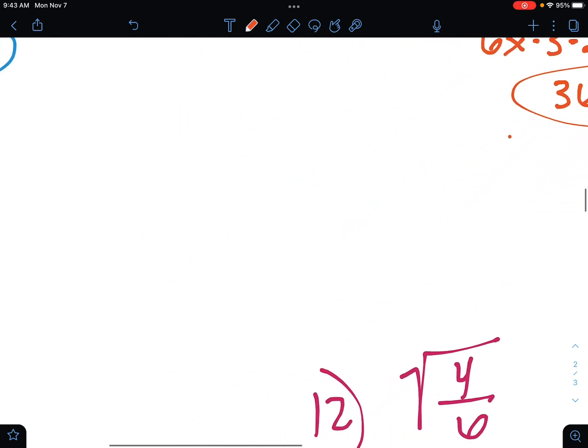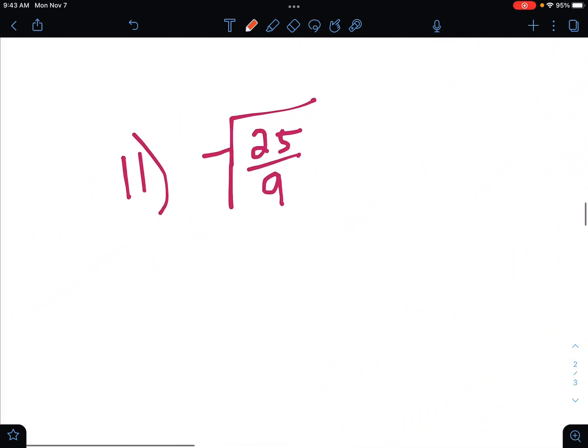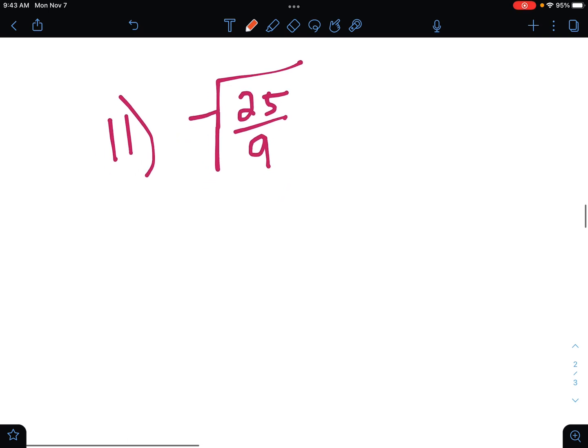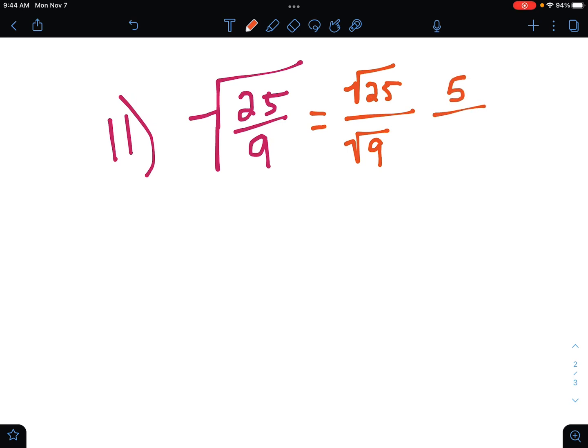Now we have one more thing to look at, and that's when we have a fraction. So what happens when you have a radical with a fraction? That radical is actually going to split up, and it's really the square root of the top over the square root of the bottom. And splitting it up can make your life a lot easier. For this one, it turns out really nicely, because what's the square root of 25? 5. What's the square root of 9? 3. So this one's simplified down to a nice pretty fraction.